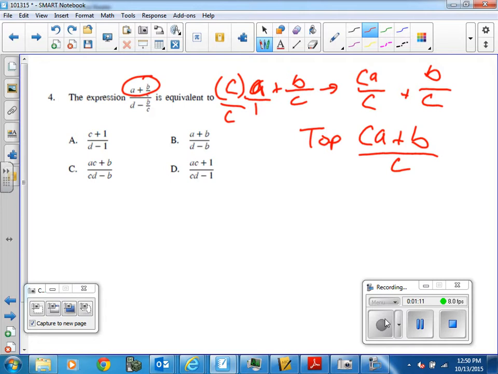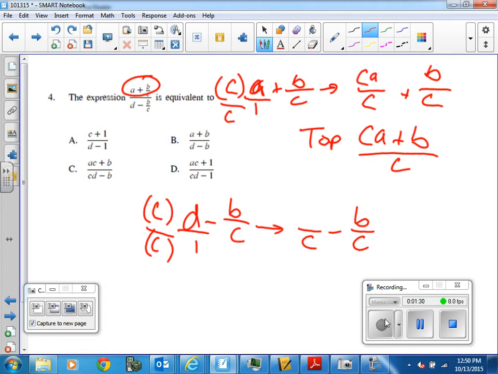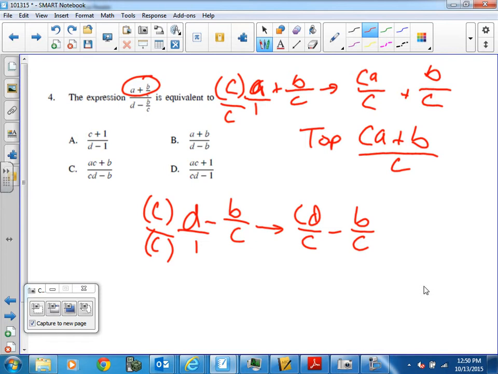Here's one way you can do it. The bottom of the fraction is going to be D minus B over C. Again, our common denominator would be C for both of them, so our B over C does not have to change. In order to change D over 1, we have to multiply by C over C, which makes us CD. So our bottom now is going to be CD minus B all over C. All right, so that's our bottom.